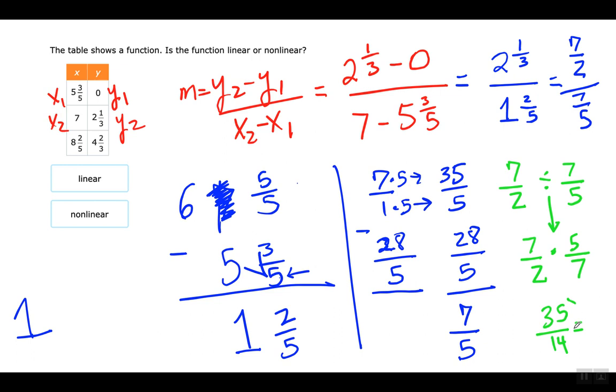Well, you know what? Let me simplify it one more time. If I divide the top and the bottom by 7, I get 5 over 2. I'm going to leave my answer in that form. All right, so the rate of change between the first two is 5 over 2.